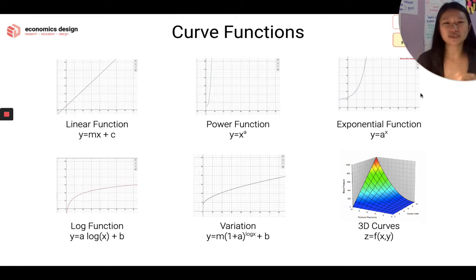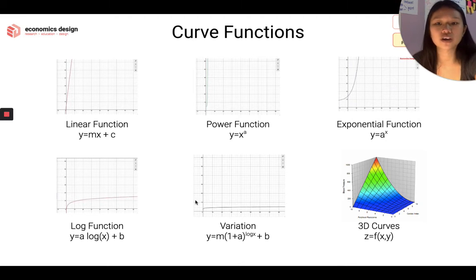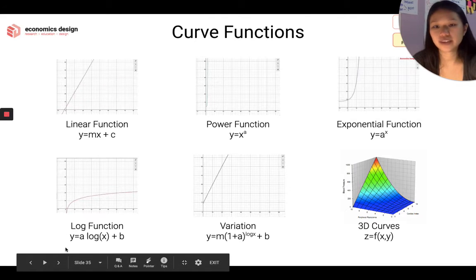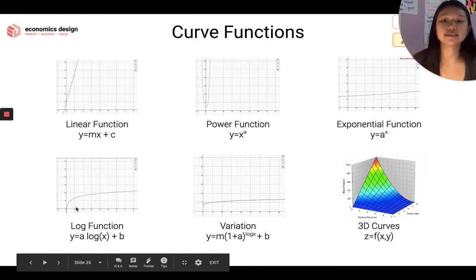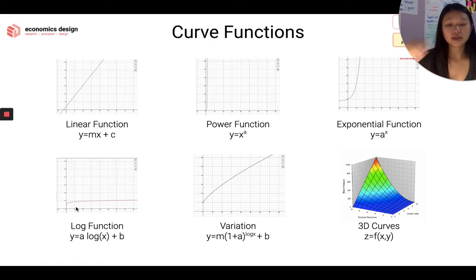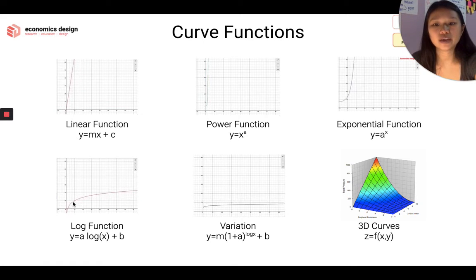So this can be both risky and good. We're going to talk about that later. I just want to introduce the curves to you first. The other curve is a logarithm function. It's basically y equals a log x plus b, and this is a concave function. Basically, you have exponential increase at first, so it increases very quickly, and then it kind of plateaus out.